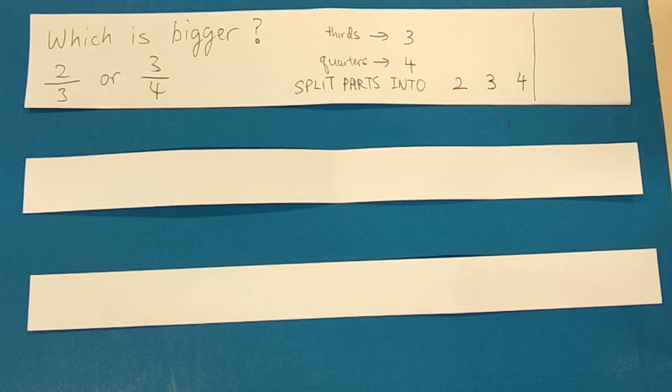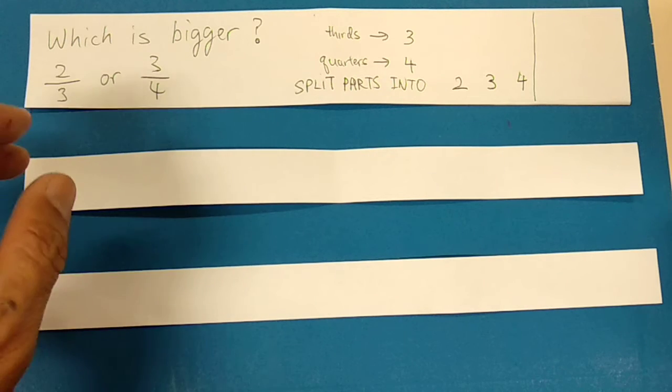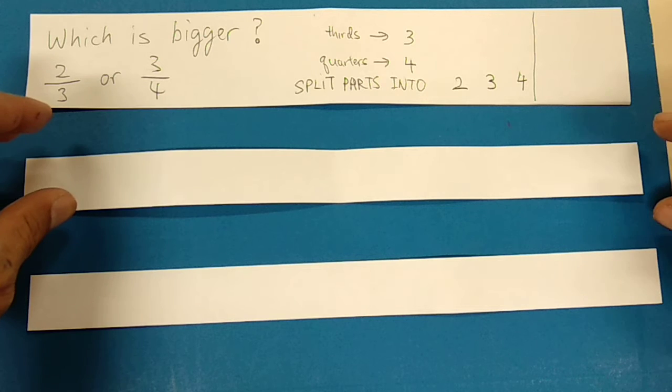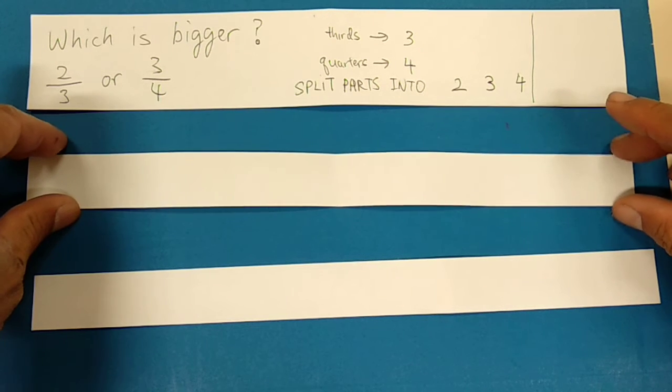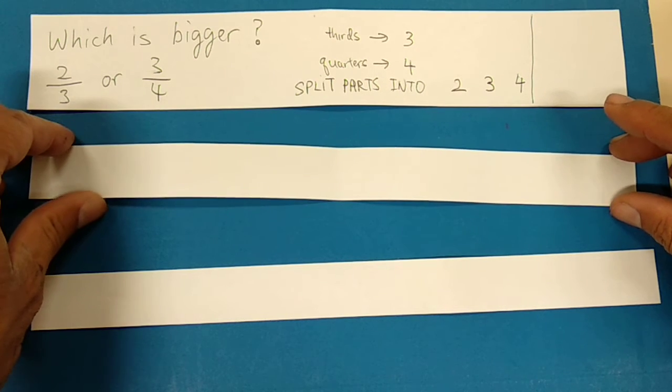In this video, I want to show how you could decide whether 2/3 is greater or smaller than 3/4. In the first method, I'm going to fold two strips of equal lengths, one of which I'm going to fold into quarters, and the other one I'm going to fold into thirds.